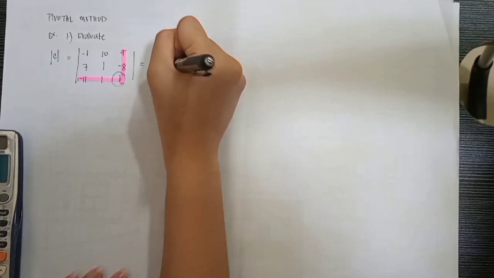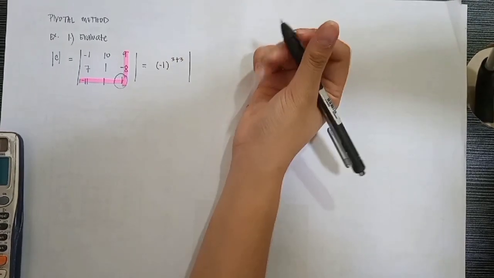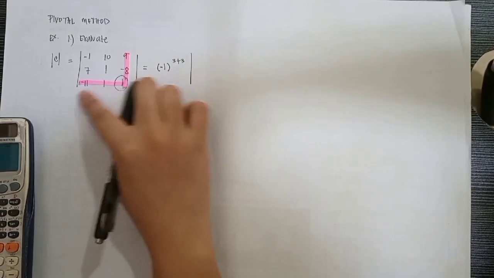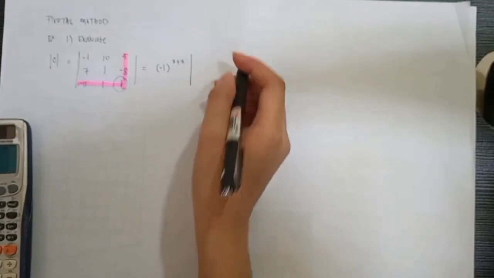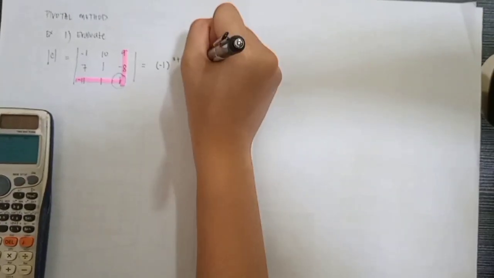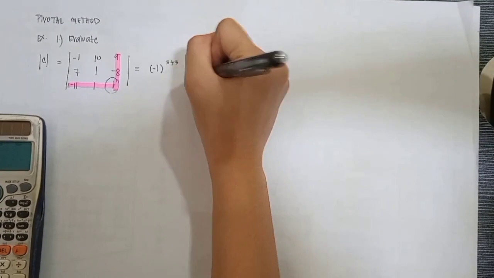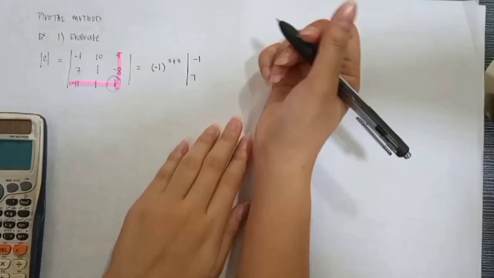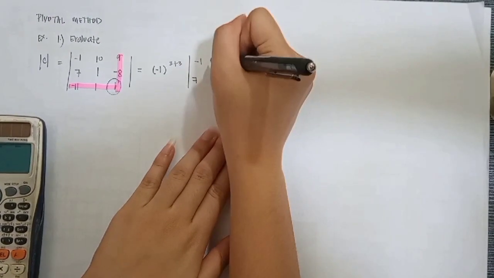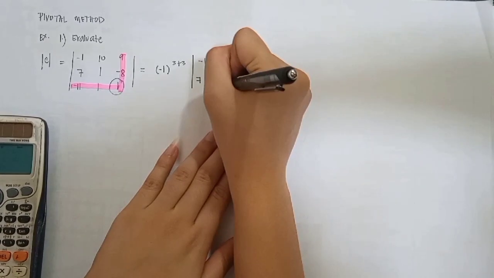Write -1 raised to the location of your pivotal element, which is in the third column and third row. After that, we will write the remaining elements, the 2 by 2 determinants, which are -1, 7, 10, and 1. Let us leave some space for later.